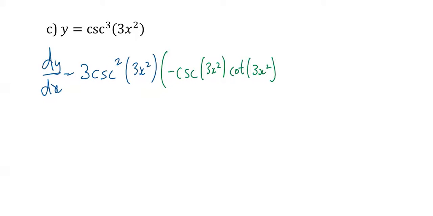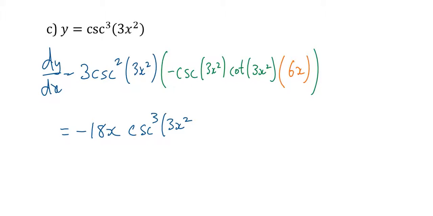And then the angle. And I've got a negative, a 6x, and a 3, so those are all going to come out front. And I've got cosecant squared 3x squared and another cosecant of 3x squared. So that's going to turn into cosecant cubed 3x squared cotangent 3x squared.